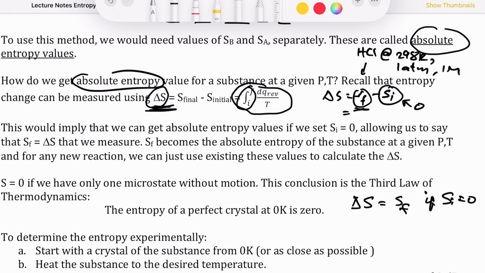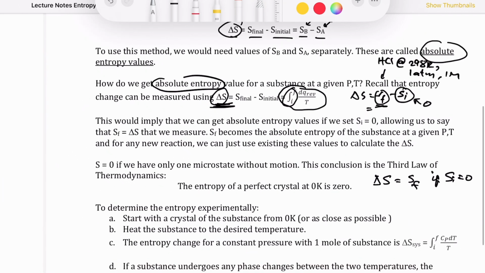So then the question becomes, what is a condition that would make a substance or a system have 0 entropy, meaning that it has no molecular motion, no disorder, everything is just in one microstate, okay? Well, the only possibility is if everything is completely stopped. Nothing's moving. And that happens at 0 Kelvin.